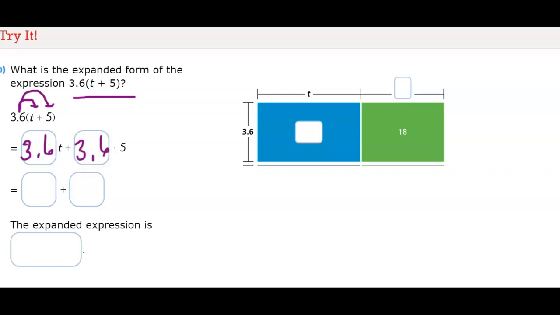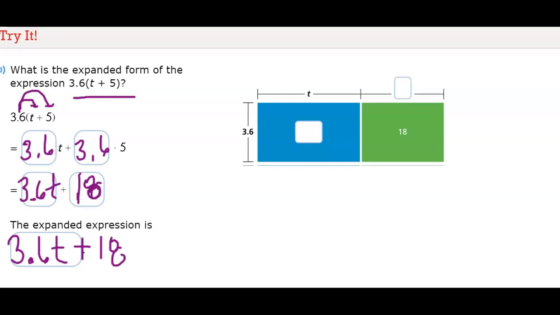And then 3 6/10 times t is still going to be 3 6/10 times t here, and then 3 6/10 times 5 is equal to 18. And then the expanded expression is 3 6/10 times t plus 18.